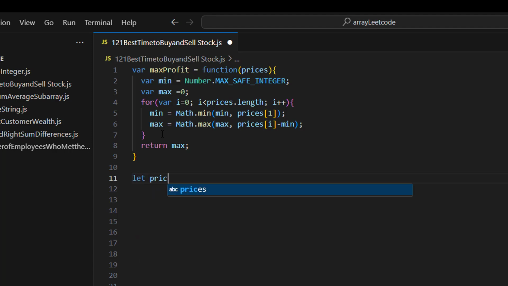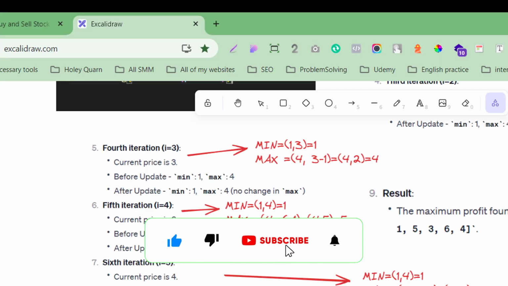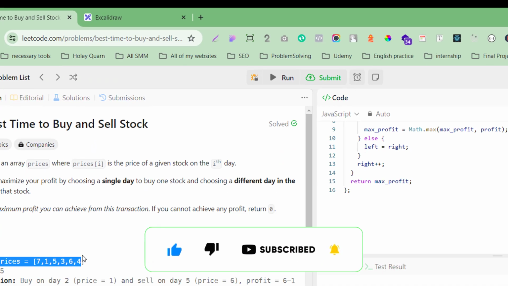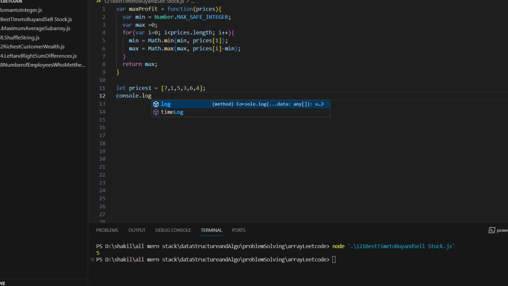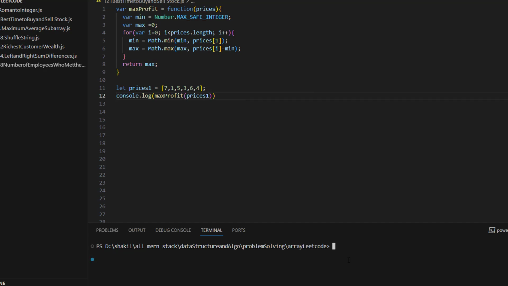Okay, so let prices1, as we have two test cases. I'm bringing the numbers from here. So I'm giving it prices1. So console.log maxProfit of prices1. Now we hope it will give us the expected result. It's giving 6.